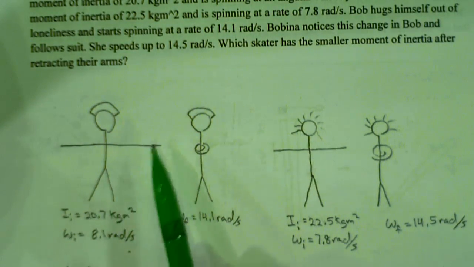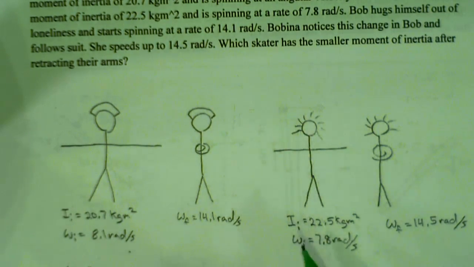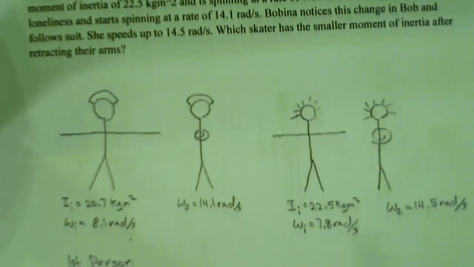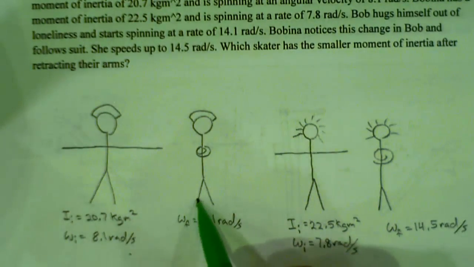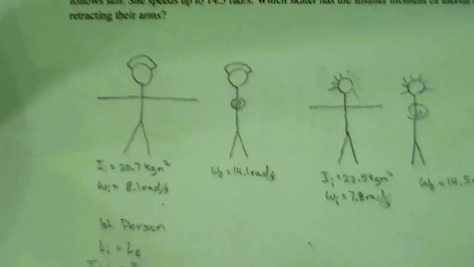Initially, he has his arms spread out, and then he's going to close them, and it's going to cause him to spin faster. And then same with Bobina over here. All right, and then the question is to compare the final I value for him and the final I value for her and see which one has the smaller one.